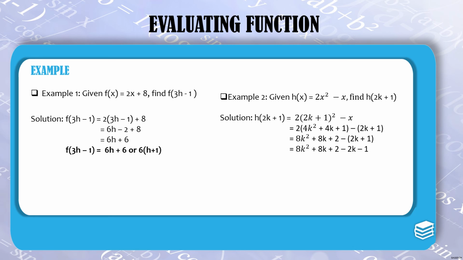The next step is to distribute that negative sign sa loob ng parenthesis. So, negative times positive 2k, negative. Negative times positive 1, you get negative. Combine like terms or similar term. We have 8k squared plus 6k. So, bakit naging 6k na lang? Kasi we have 8k minus 2k, kaya naging 6k. We have the constant 2 minus 1, kaya meron tayong plus 1. So, you have now the h of 2k plus 1 equals 8k squared plus 6k plus 1.